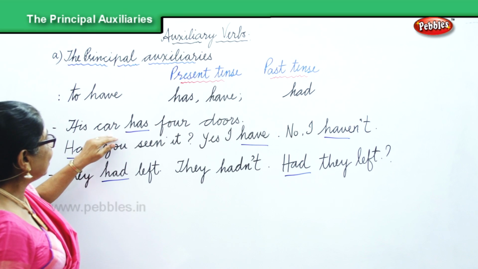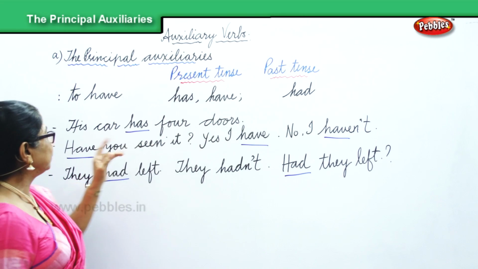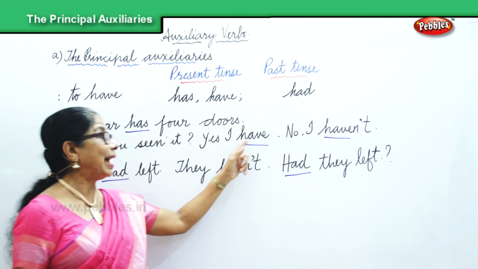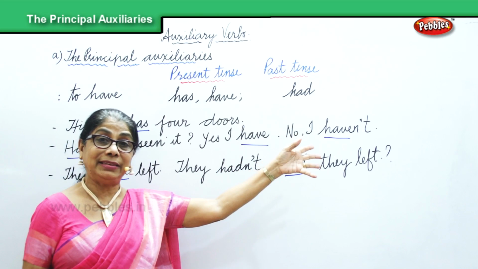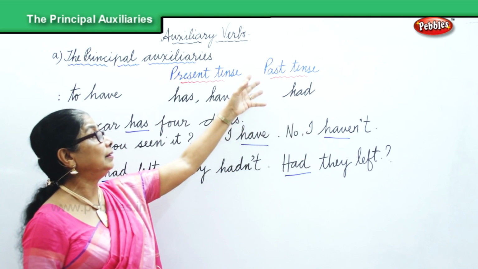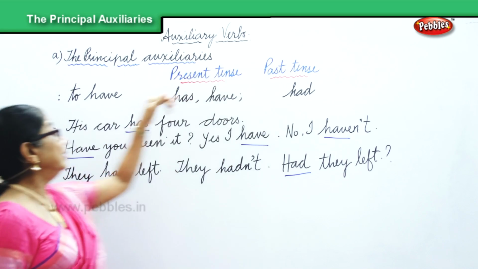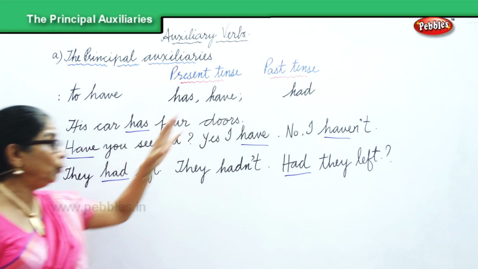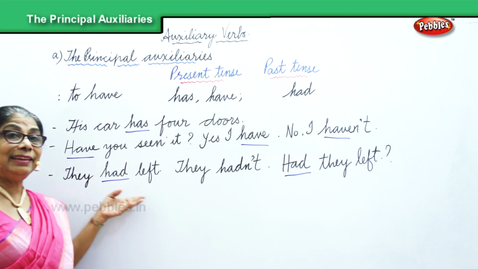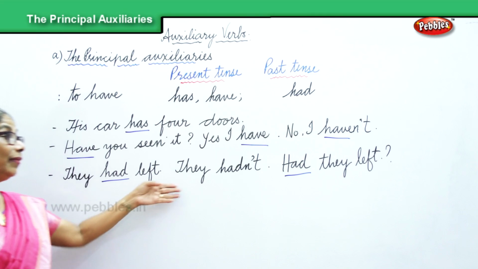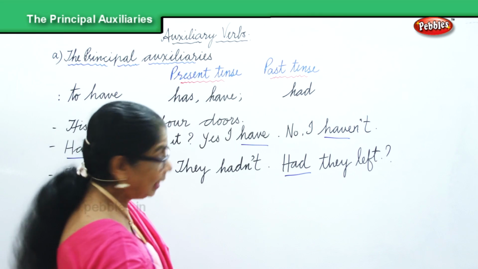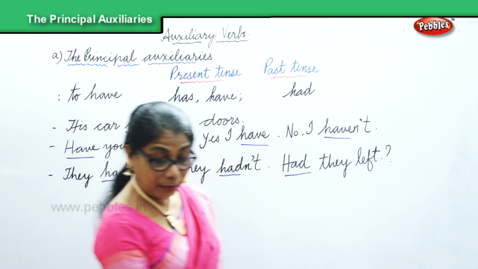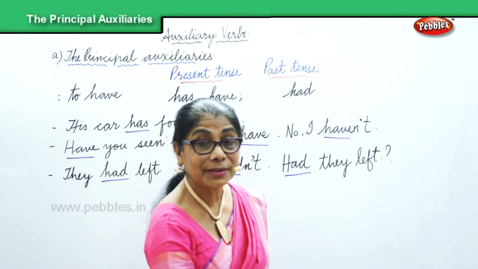So, his car has 4 doors. Have you seen it? Yes, I have. No, I haven't. In the past tense, we have the verb had. How do we use that? They had left. Past tense. They hadn't. And another way of using it: had they left?